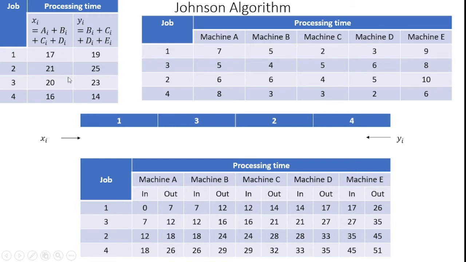After that, I compare other values. I delete the fourth row. The other three rows I compared, 17, 19, 21, 25, 20 and 23, are available. From this, 17 is the next minimum value. This processing time is available with the X machine with the job number 1, so that I can assign this one into the left hand side from X machine.